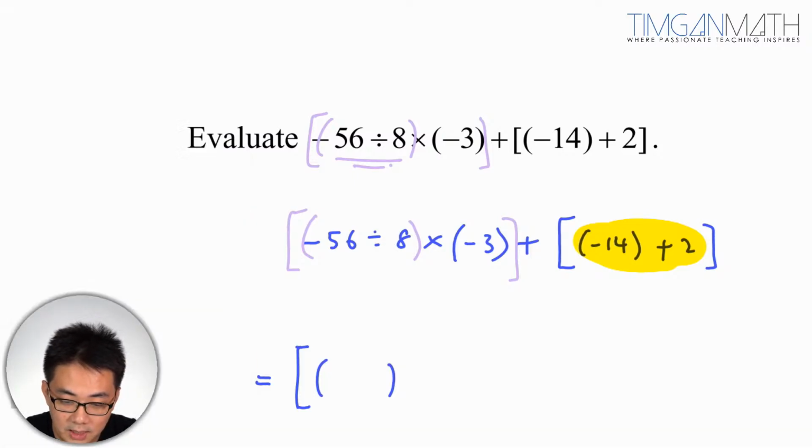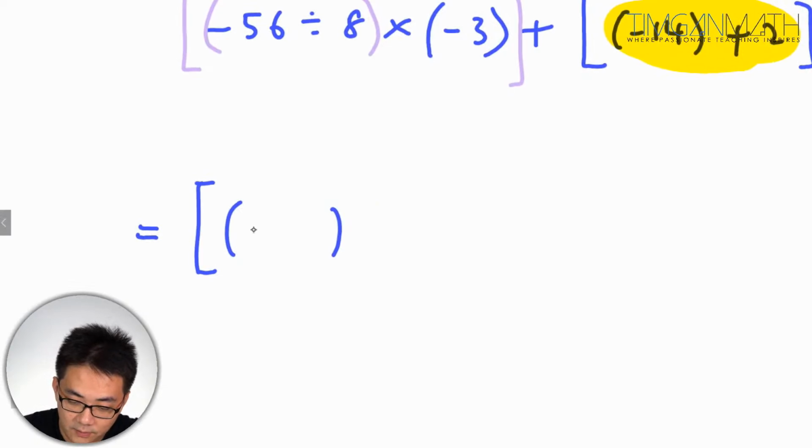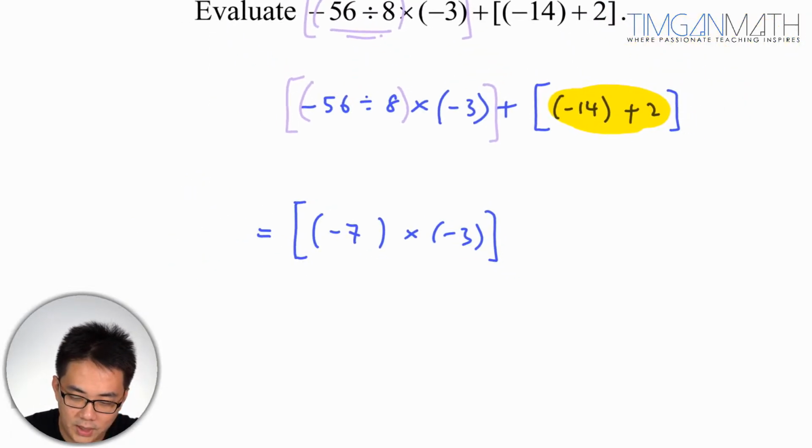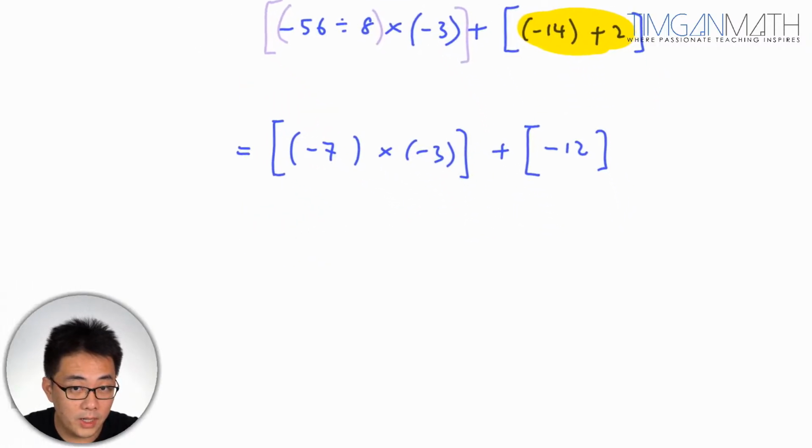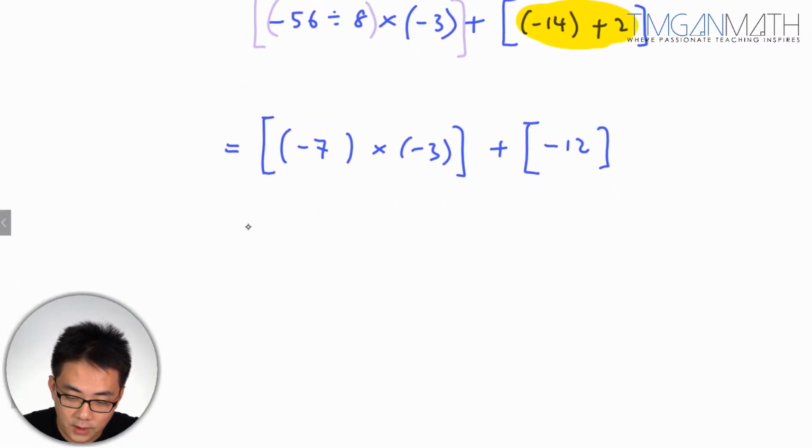Okay, so in this case, what I get is negative 7 multiplied by negative 3, bracket, just put a big bracket there. And this will be negative 14 plus 2, which is negative 12. Alright, negative 12. So negative 7 times negative 3 will be positive 21. So there we go, we get a positive.